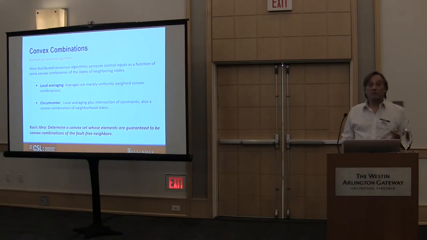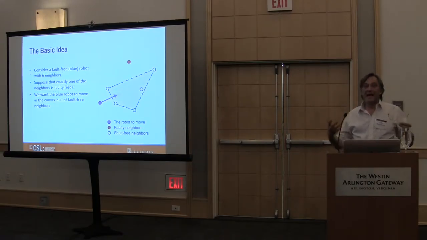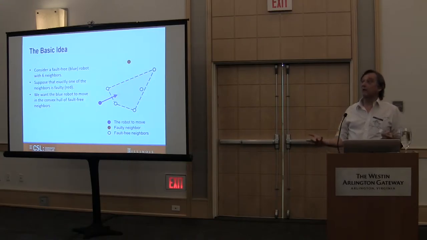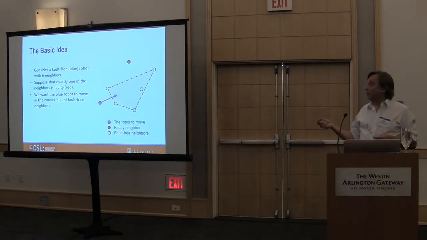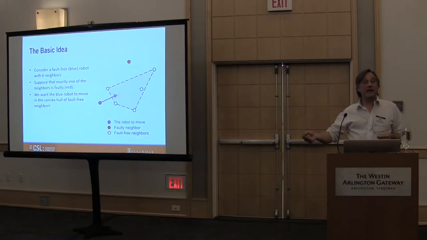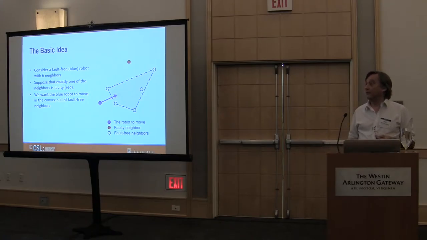But basically, at the heart, convex combinations are the idea for these algorithms. And that leads to the idea, very quickly, that if I could just figure out which neighbor is the faulty neighbor, I could move into the interior of the convex hull of my fault-free neighbors. That would be a good thing to do in terms of applying the right convex combination.